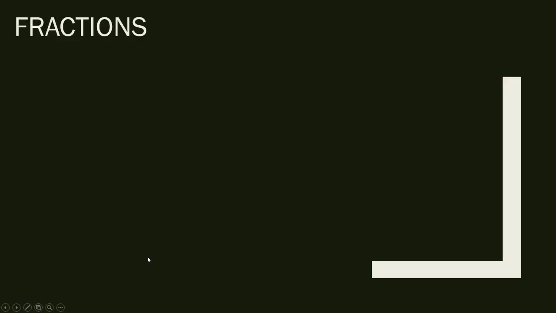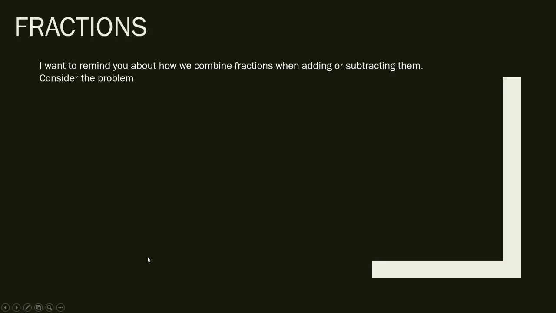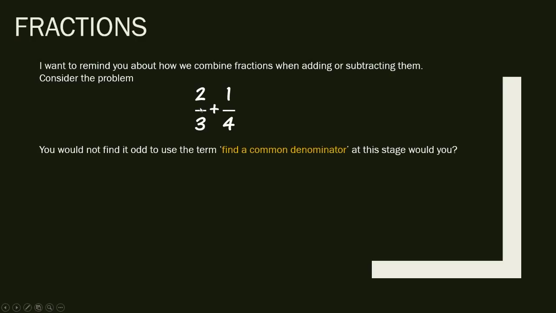So I'm going to take it back to fractions a little bit. I want to remind you about how we combine fractions when adding or subtracting them. Again, we did this some in the first unit, but I'll do it again. So 2/3 plus a quarter. You would not find it odd to use the term find a common denominator at this stage. So you want to get the lowest common multiple of 3 and 4 at the bottom, which is our common denominator. That will be 12.